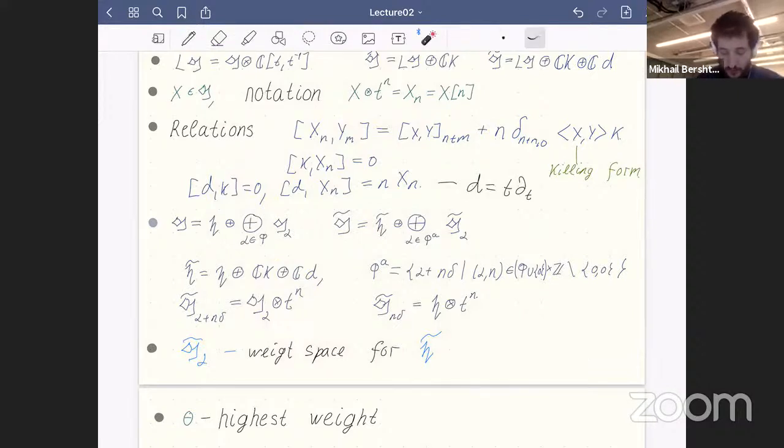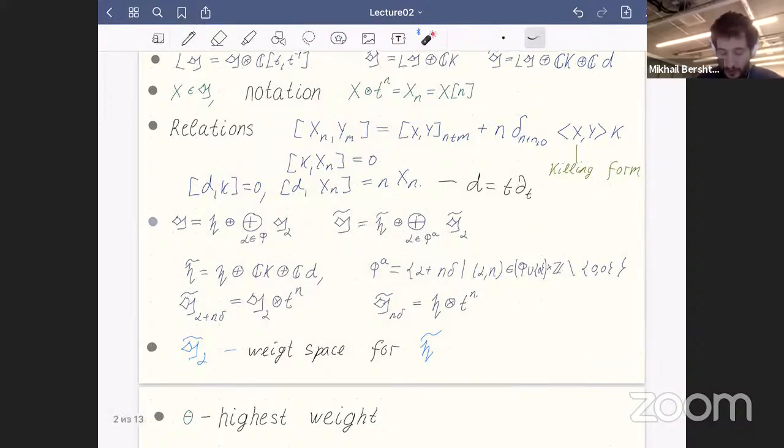Okay, I don't know how to write the formula in a good way. Just let me say in words. So if my alpha has the form alpha plus n delta, it means that elements of Cartan which belong to the original Cartan act by weight alpha. K acts by 0 because this is the adjoint action, K is central. And D acts by the number n.